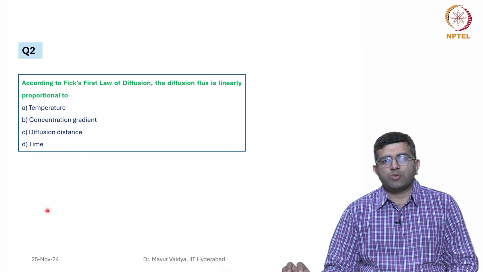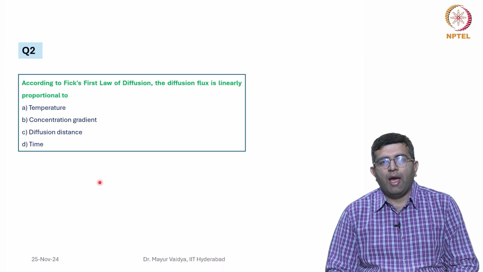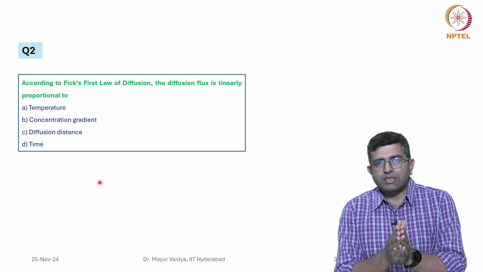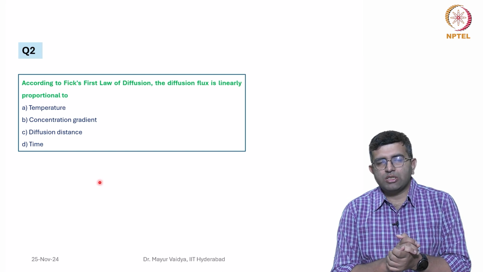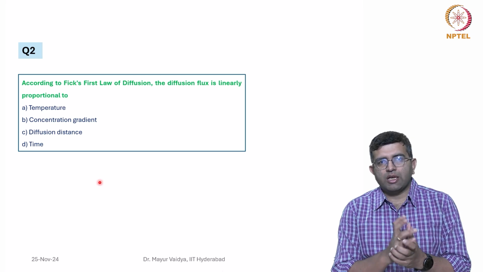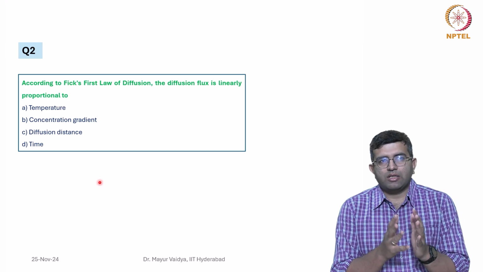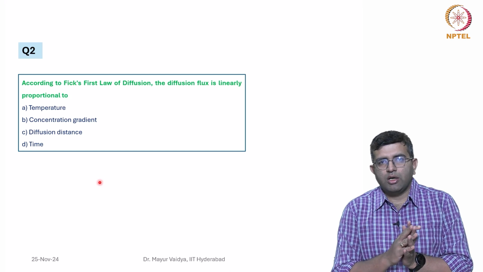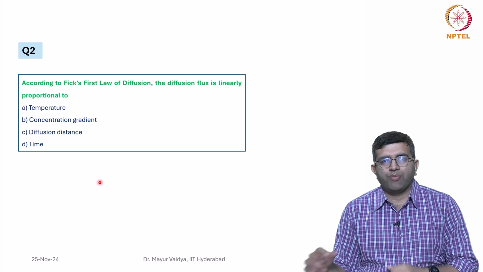Moving ahead to our second question, which is pretty straightforward. According to Fick's first law of diffusion, the diffusion flux is linearly proportional to what? If you remember, J is equal to minus D times ∂C/∂x, in the simplest one-dimensional Cartesian form. That was the original intuition of Fick, with which he proposed that the flux is proportional to the driving force, which is most of the time the concentration gradient.